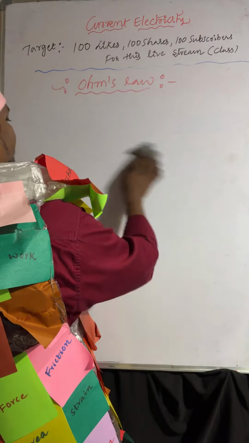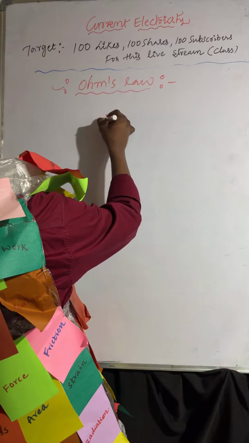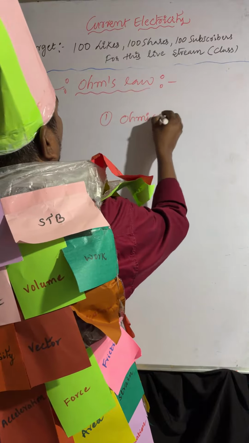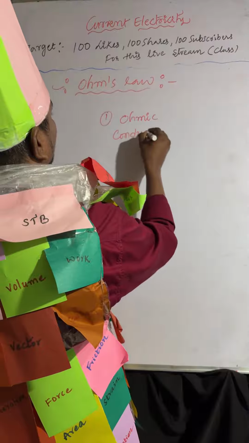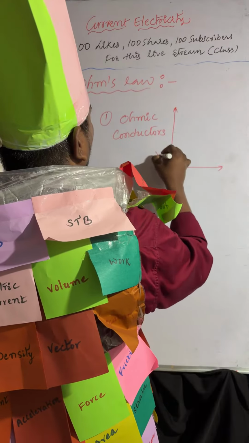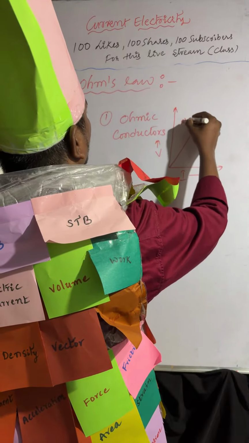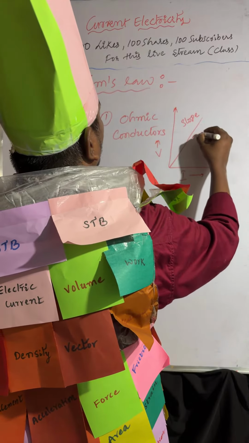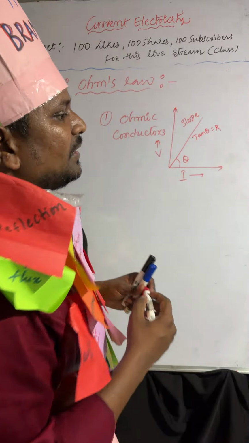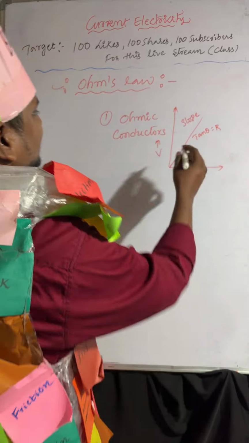Now you can see for Ohm's law, for ohmic conductors, the graph is a straight line. V is on the y axis and I on the x axis. The slope equals tan theta equal to R, where theta is this angle. So this is for ohmic conductors.